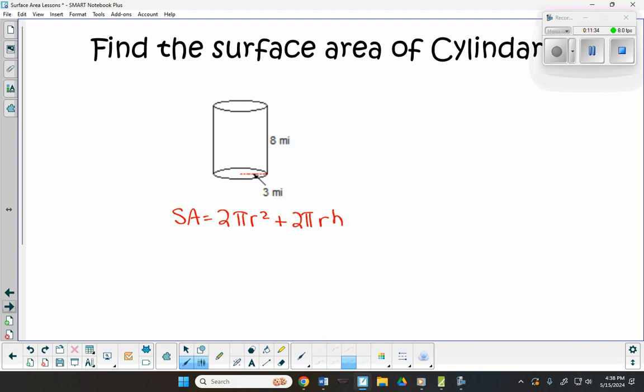So the big thing is write down your formula and then plug in the numbers. The radius is this distance right here. It's 3. And the height is your perpendicular distance to the other circle, which is 8. And then you type that in. 2 times pi times 9 plus 2 times pi times that. You should get 207.3, and that would be area, so it's square miles.